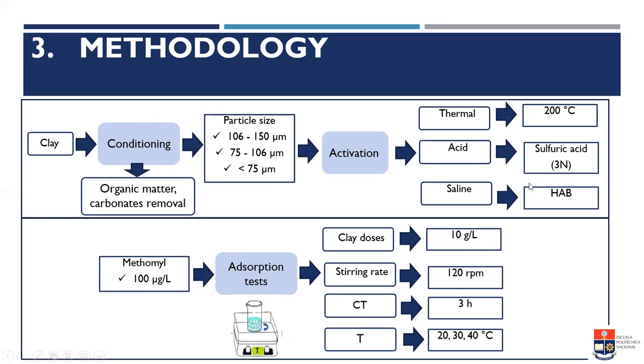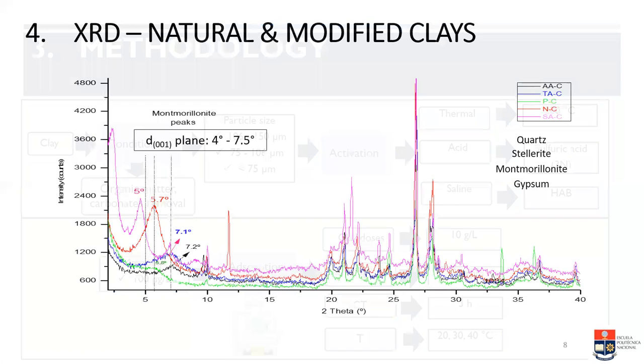With the clays that we obtained, the natural, the purified, and the activated clays, we performed some adsorption tests in which we used clay doses of 10 grams per liter. We used a stirring rate of 120 RPM and a contact time of 3 hours. We performed these studies at 3 different temperatures, 20, 30, and 40 degrees Celsius. So here are some of the results that we obtained.